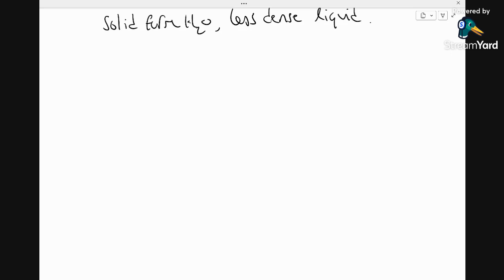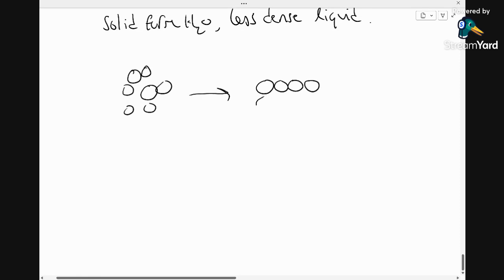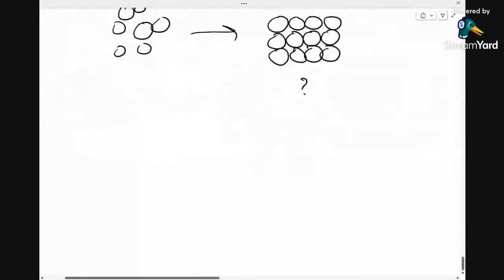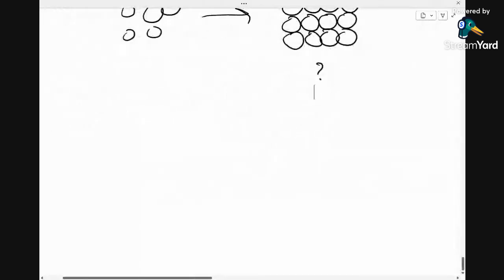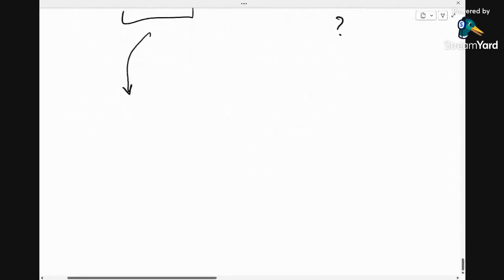So don't forget, if we're liquid, we might look like this as a particle diagram. And when we go for solid, they pack closer together in a fixed arrangement where they're not moving. It's less dense when we look at water. The answer, as you can probably guess, is hydrogen bonding. In the liquid, the water molecules have enough kinetic energy to move around.